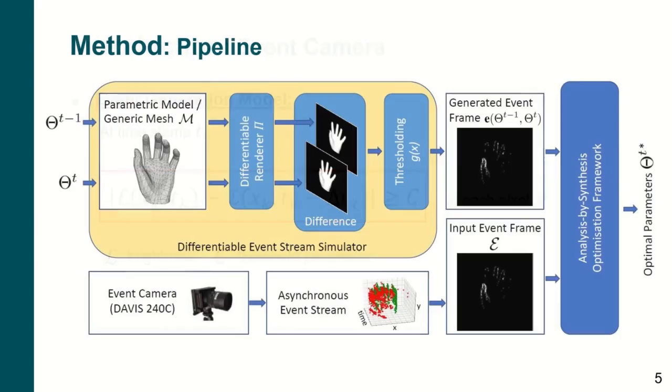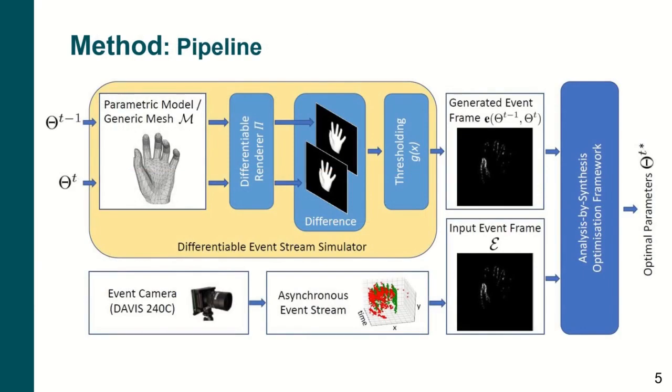Our pipeline is described in this figure. The method assumes a template in the form of a parametric model or a generic mesh, and we assume that the initial parameter state θt-1 is known. We then feed the models at both these states into the differentiable renderer, which renders a pair of images. We then take the difference of these images and threshold it according to that threshold function.